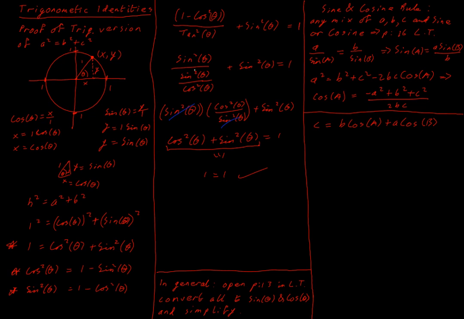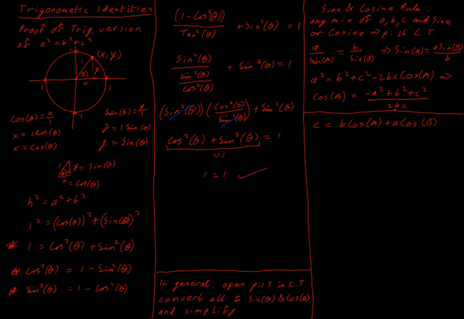So again, general principle: if you see something like this, you're going to convert everything into sines and cosines and try and simplify it down. And 9 times out of 10, that is going to get you everything you need. And again, page 13 in the log tables is your main piece for that type of work.